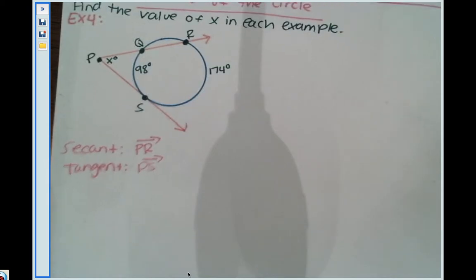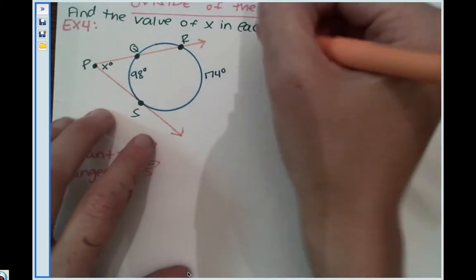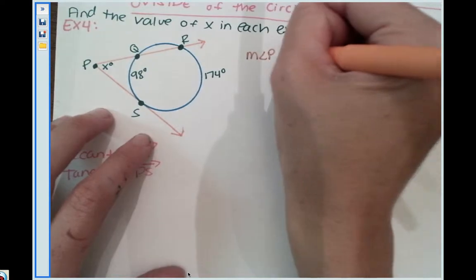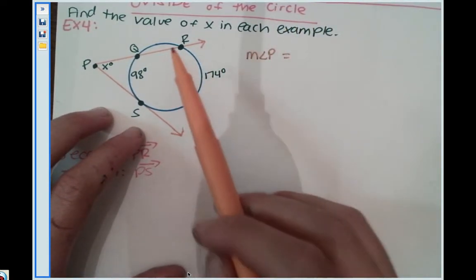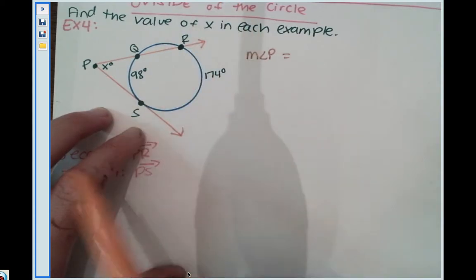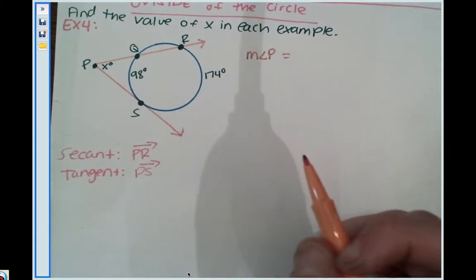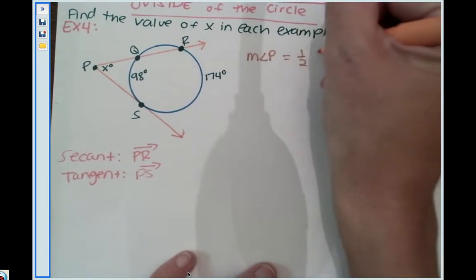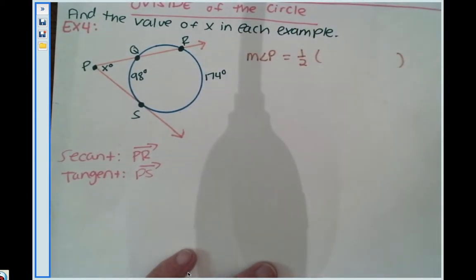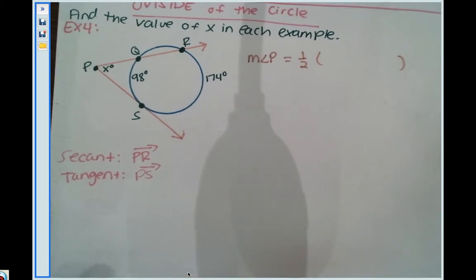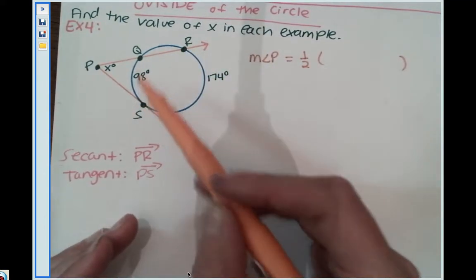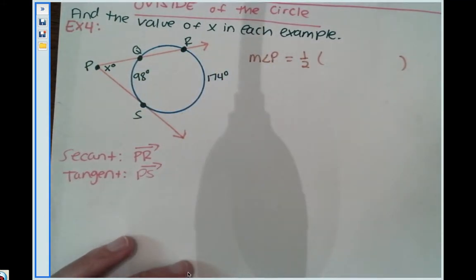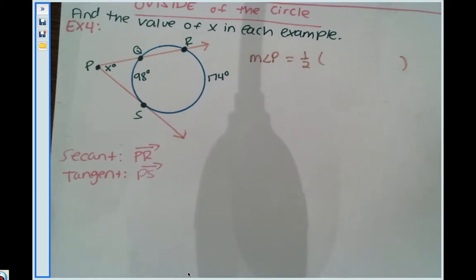So the measure of angle P, which is ultimately x, equals the difference of the two intercepted arcs, and we're going to divide those by 2 after we subtract them. So it's 1/2 my two intercepted arcs subtracted. What are the two intercepted arcs in this picture? Which arcs start and end where the angle starts and ends? Do you guys see it? I think you do.